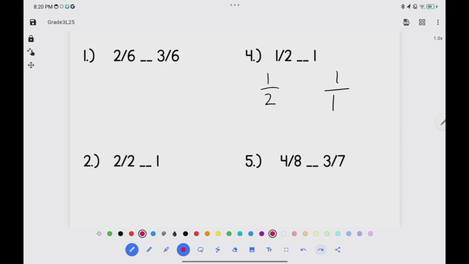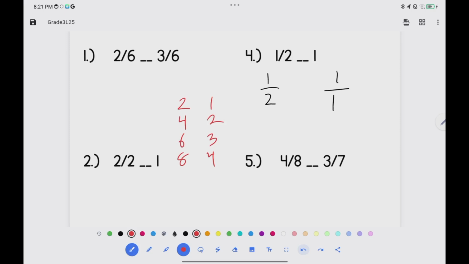What do I mean? Well, what's the least common multiple of 2 and 1? It's basically asking how much do you need to multiply each one of these fractions by to get them to have the same number?